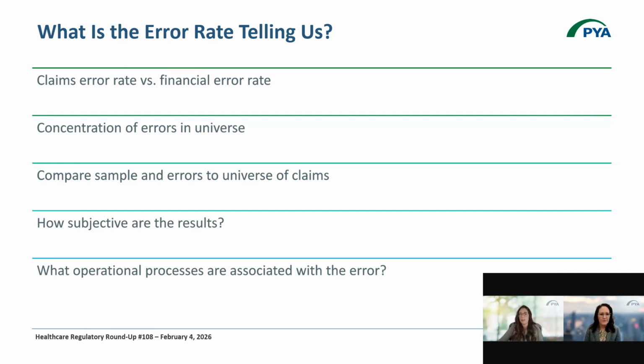Next, how subjective are the results? So some audits are going to rely heavily on judgment. Think medical necessity, peer review, even E&M complexity, while others are purely objective, missing modifiers, incorrect billing provider, et cetera.